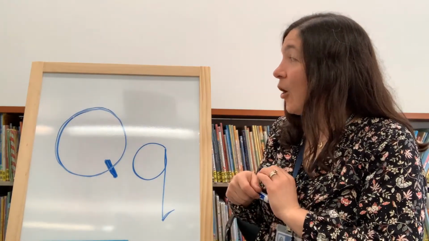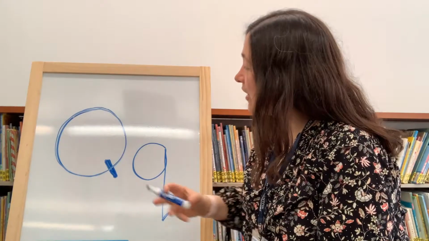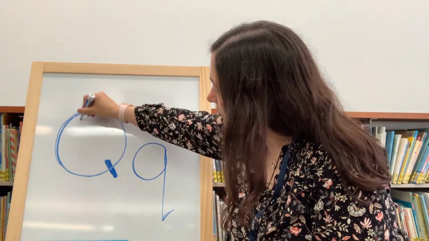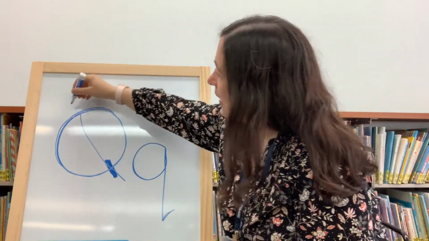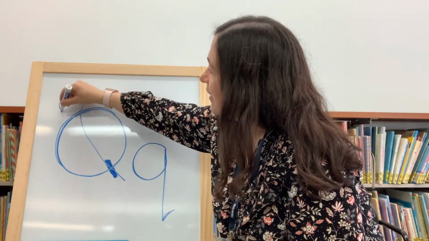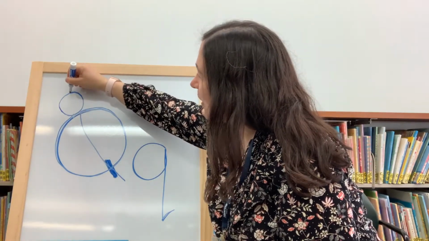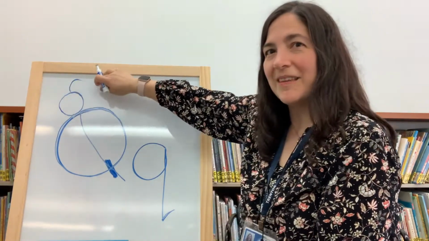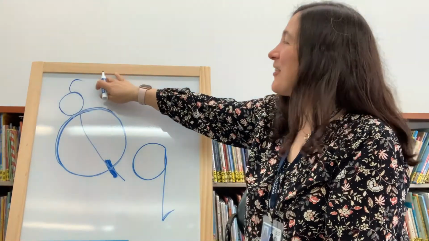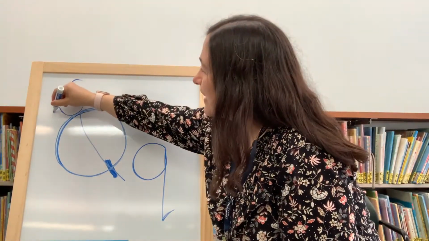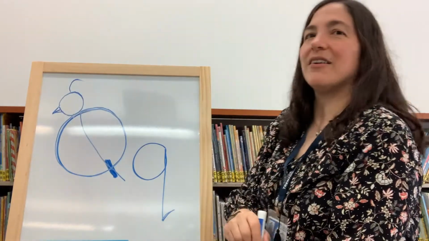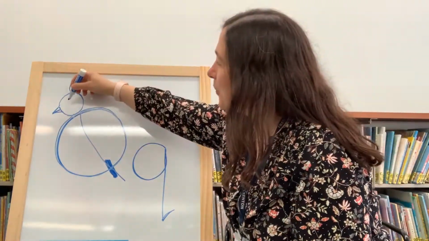Oh, there's a bird that we can turn it into. Let's make it this wing right here. And a bird called the quail. The quail has this really cute little head thing, that little feather on top of its head. And of course it needs a beak. How's that for a letter? The letter Q, also for quail.